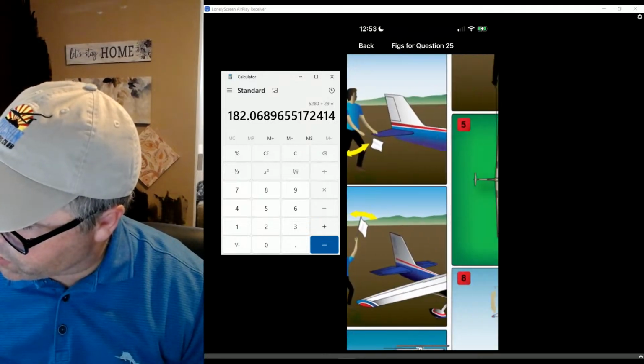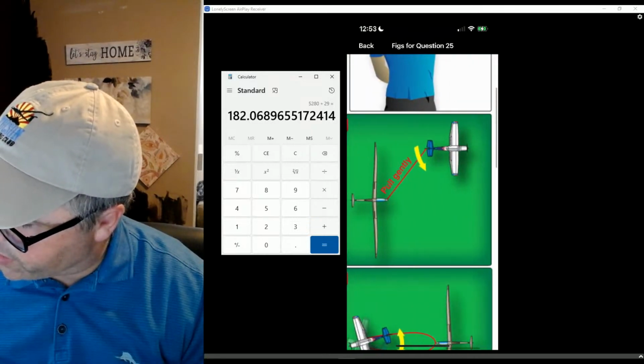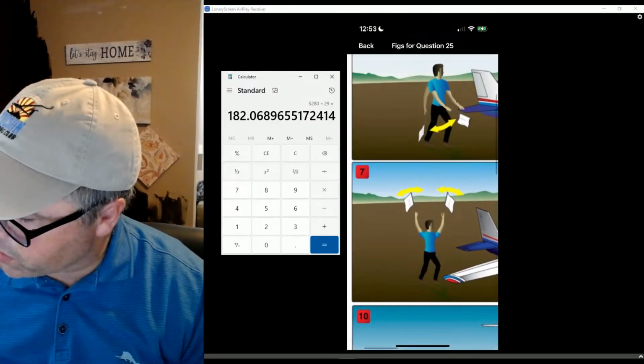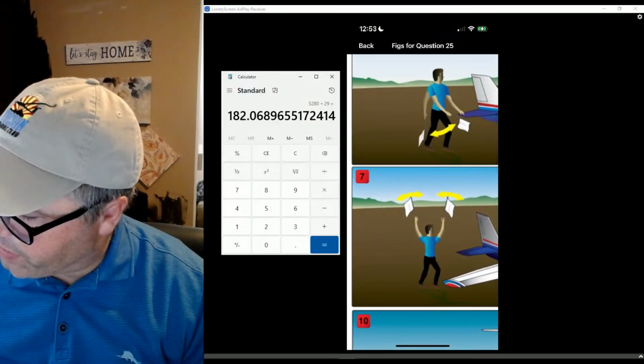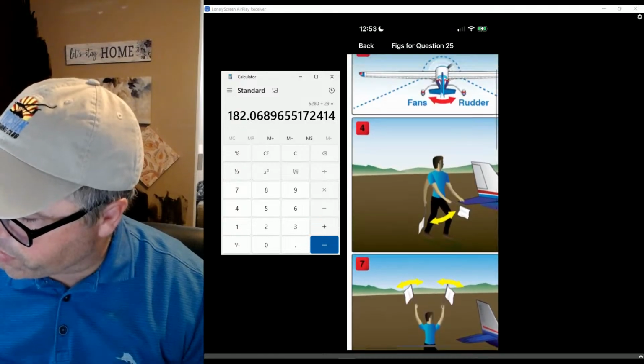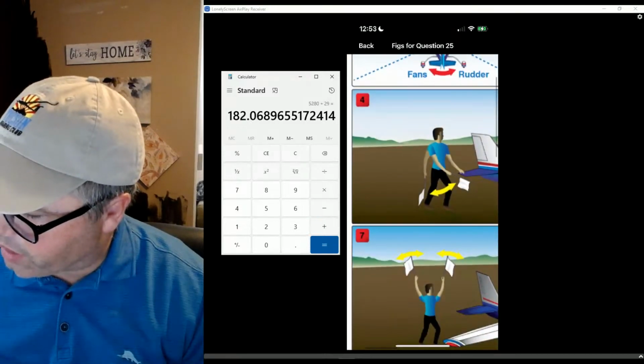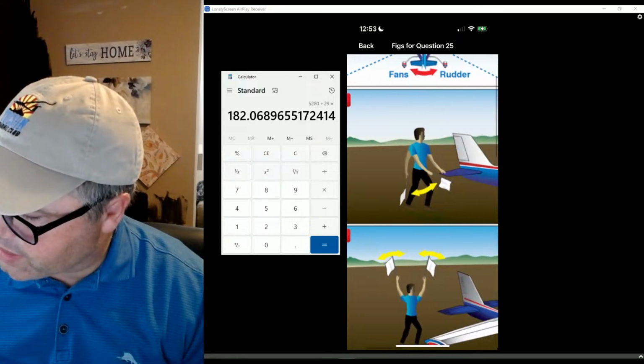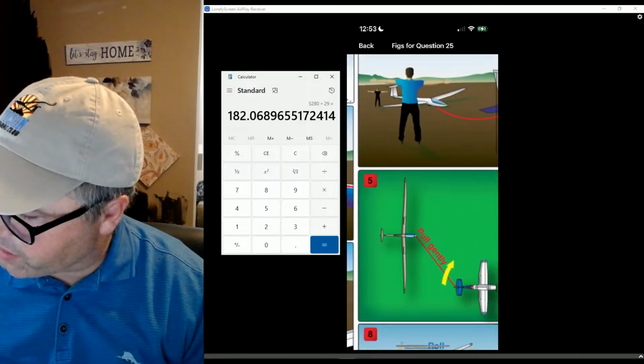Hold is, let's see, yeah. Hold position there. That would be hold position, arms up. That's number 7. Number 4 is take up slack.